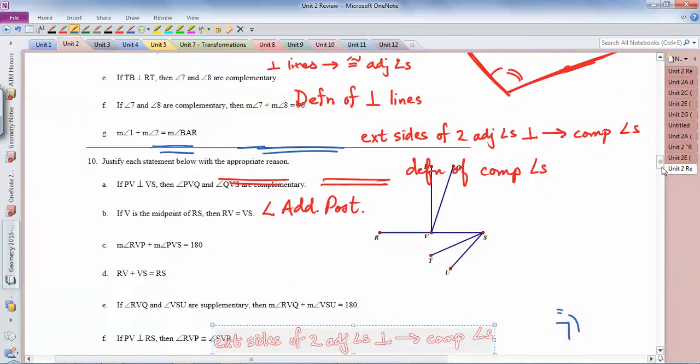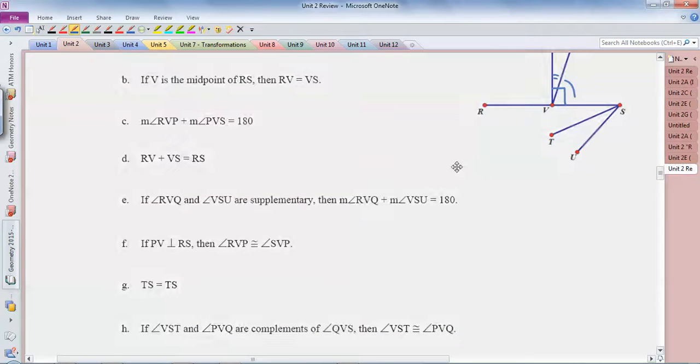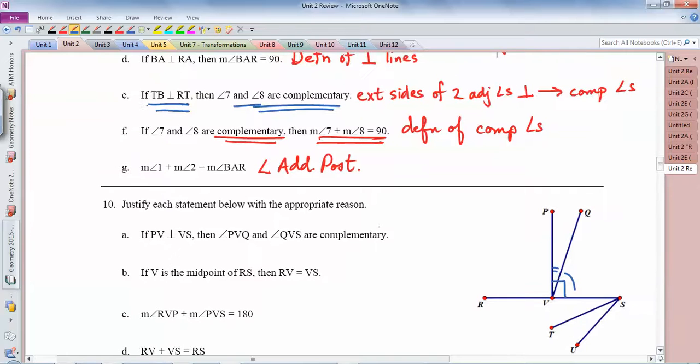And everything moved. So let me just undo all that. All right, so I'll just write it. If the exterior sides of two adjacent angles are perpendicular, complementary angles. Okay. There we go. There's the first one. (Sorry about the lawnmower in the background there. I don't know if you can hear it or not, but it's driving me crazy.)